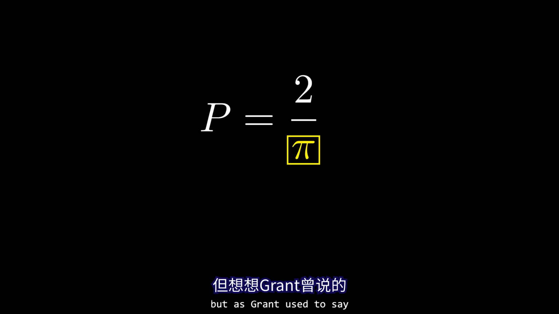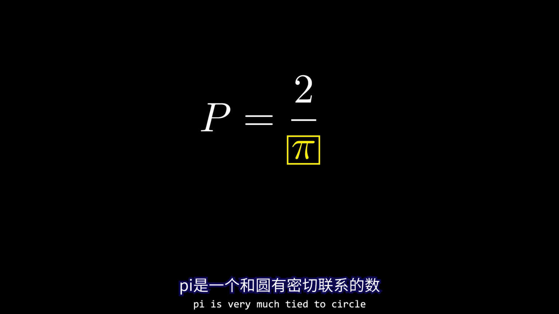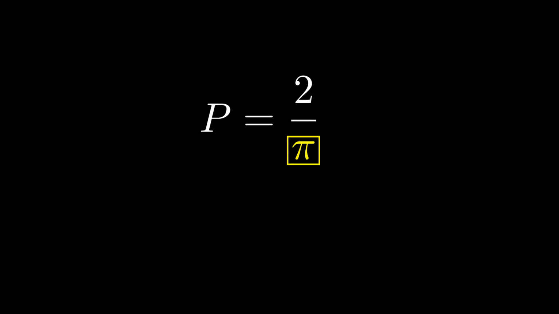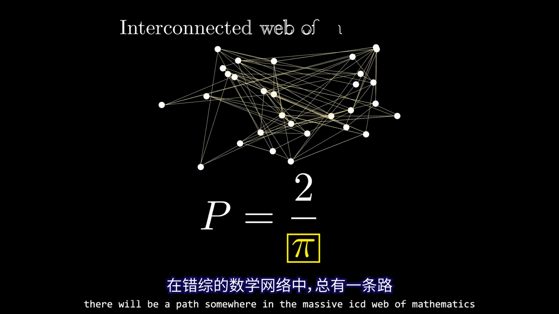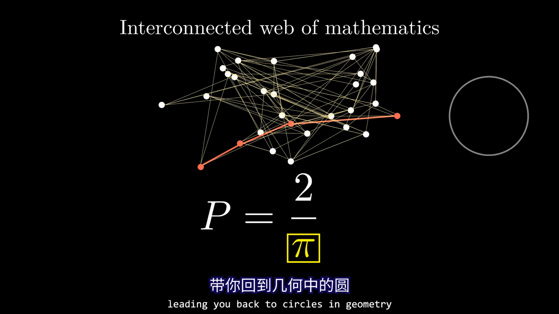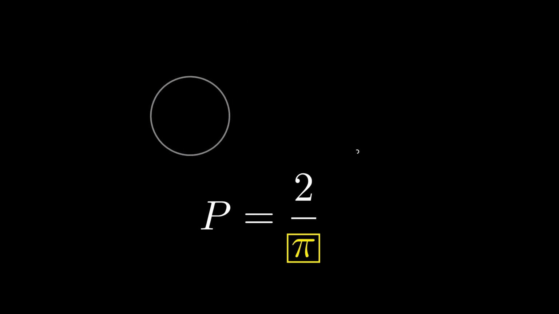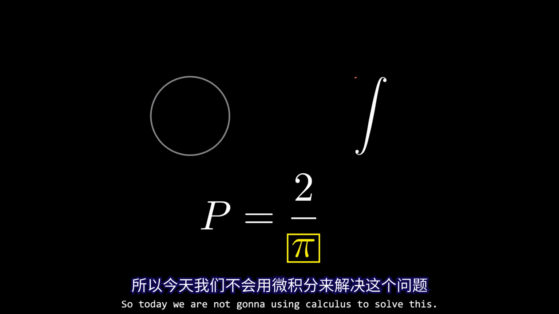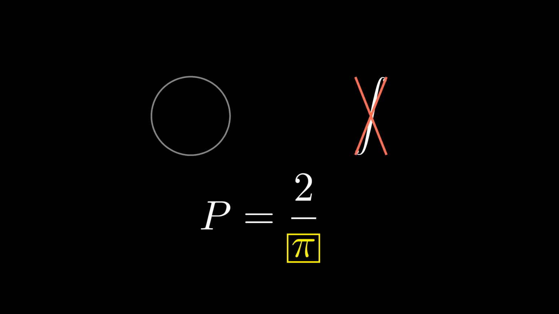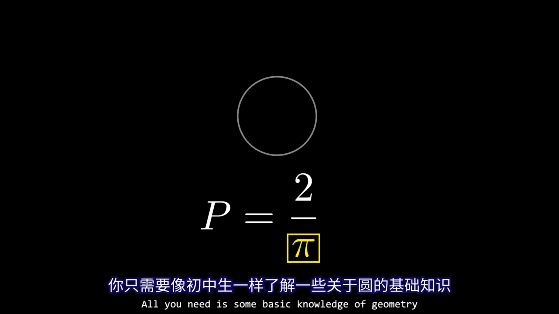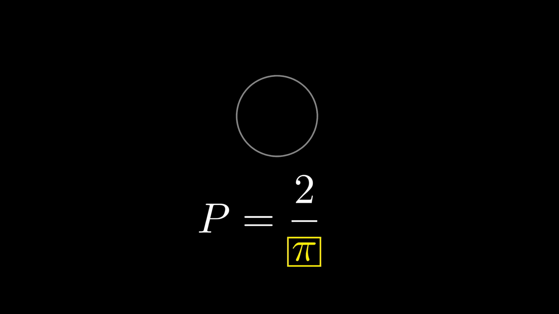But as Grant used to say, pi is very much tied to circles. So if you see it show up, there will be a path somewhere in the massive interconnected web of mathematics, leading you back to circles in geometry. So today, we're not gonna use calculus to solve this. All you need is some basic knowledge of geometry and some imagination.